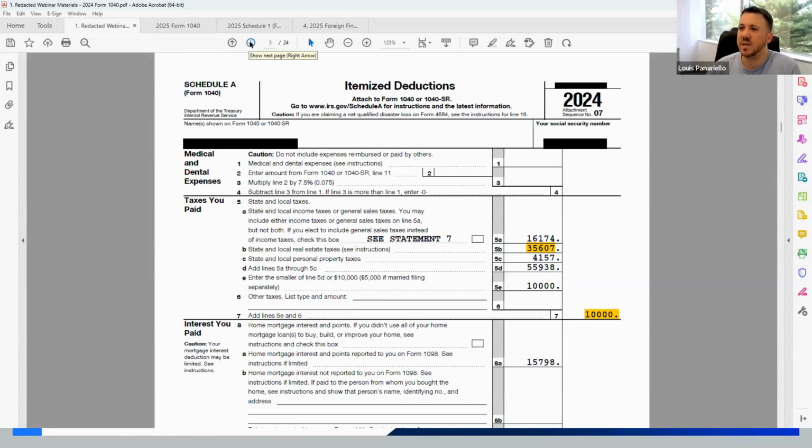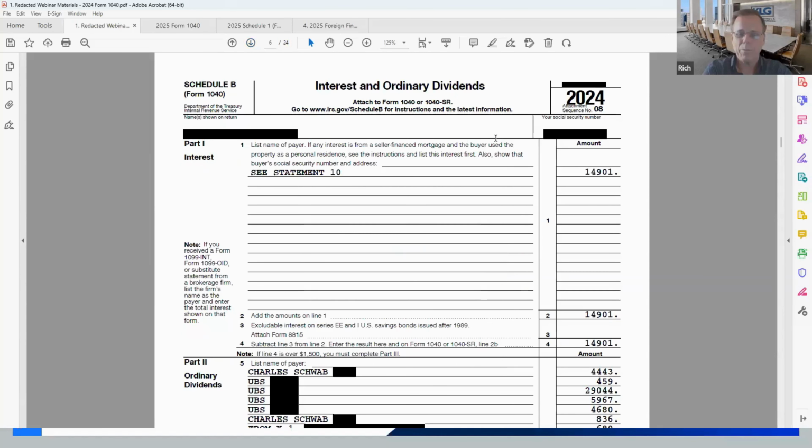Depending, we haven't gotten there yet. Yeah, and we'll get there in a minute, but it depends on the nature of the income. Spoiler alert, we'll get there in a minute. Okay, and then the last one before we can move on.